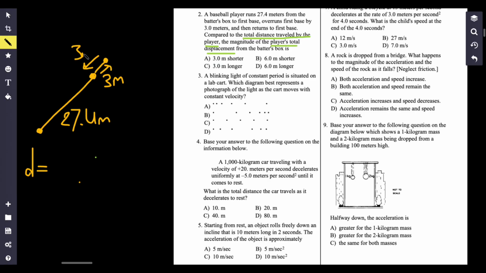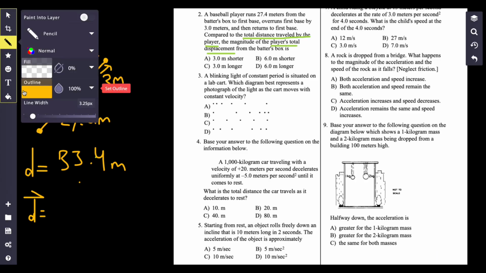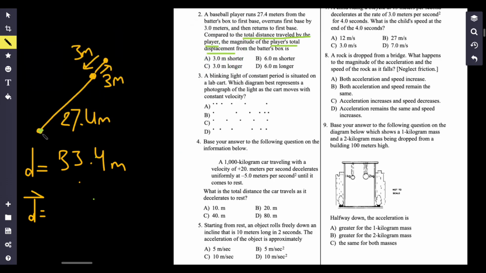And remember that distance is the total length, the total path that he ran. So in total, how much did this guy run? Well, he ran 33.4 meters, because that's the total of all of these things added together. But what about displacement? Displacement only cares about your initial position and your final position. And notice that your initial and final positions are only a length of 27.4 meters apart. So the difference is going to be 6 meters. And of course, the displacement is 6 meters shorter than the distance.